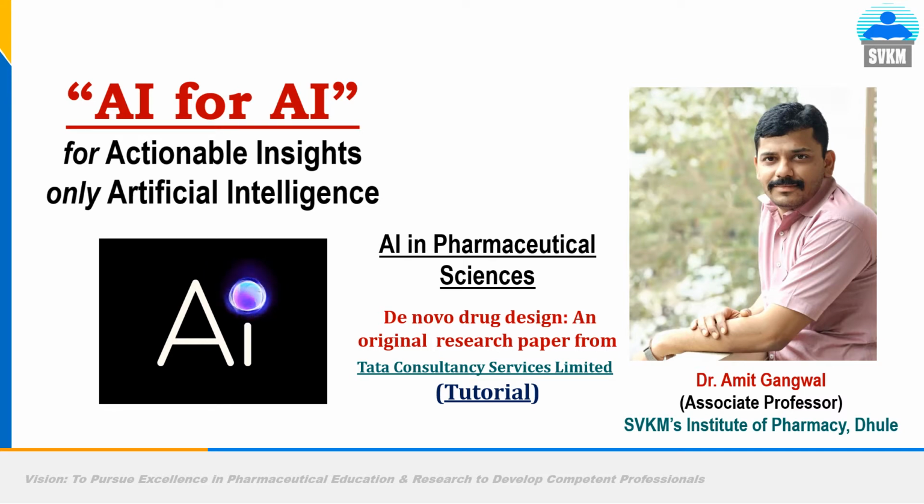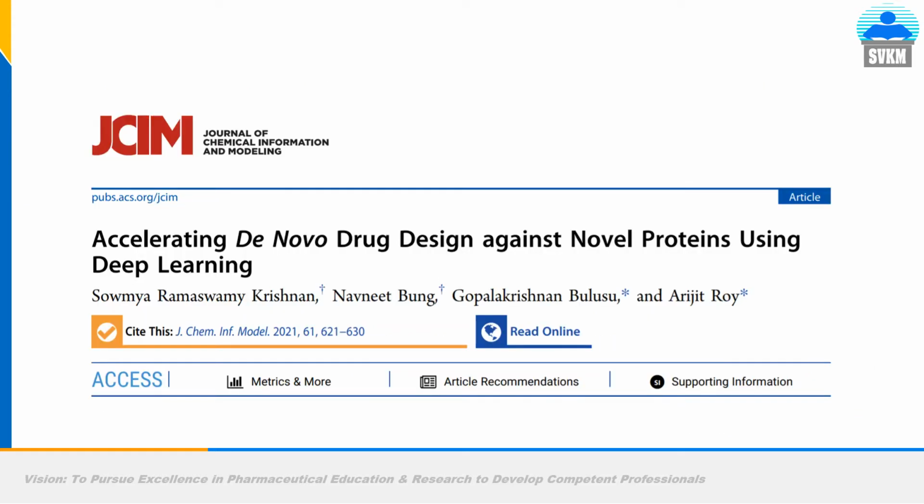Before going ahead, let me tell you I have taken the entire sentences from this paper because they have summarized very beautifully. I have taken images, infographics as such, so I'm thankful to these intelligent researchers for writing this paper and keeping this paper in public domain. Thank you very much. The title is Accelerating De Novo Drug Design Against Novel Proteins Using Deep Learning Model, and the paper has been published in Journal of Chemical Information and Modeling in 2021.